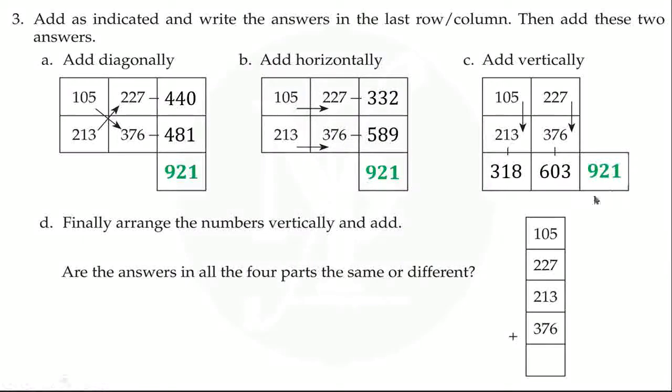Interesting. And let us see what do you get if you add these 4 numbers, writing one below the other. Finally, arrange the numbers vertically and add. So these 4 numbers are arranged vertically and we have to add these 4 numbers. When you add these 4 numbers, you will get 921. Now the final question here is, are the answers in all the 4 parts the same or different? What do you notice here? 921, 921, 921 here also, and here too we got 921.